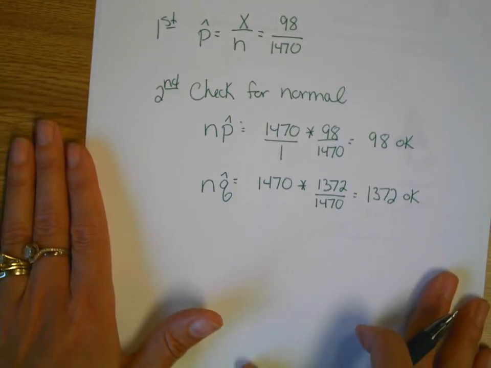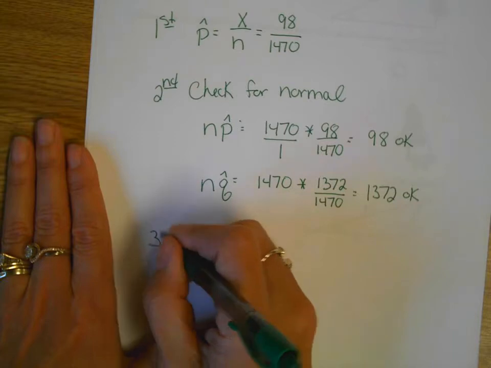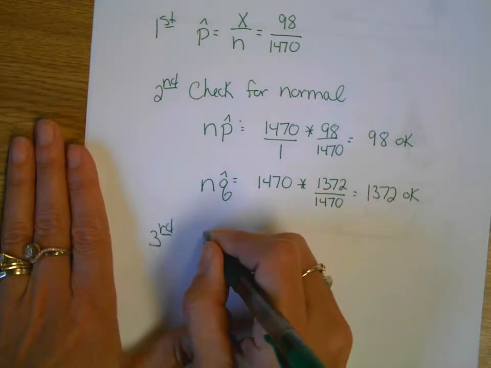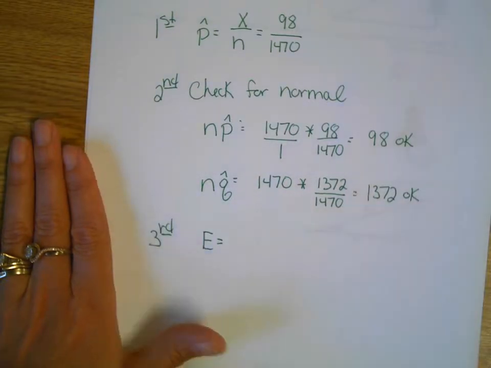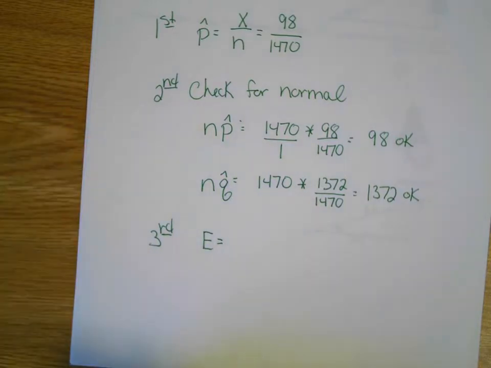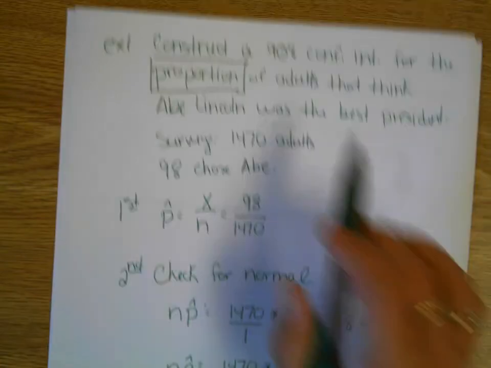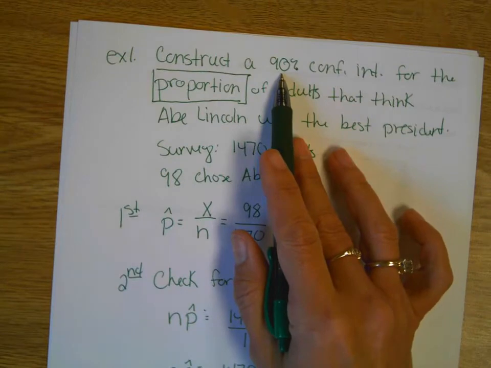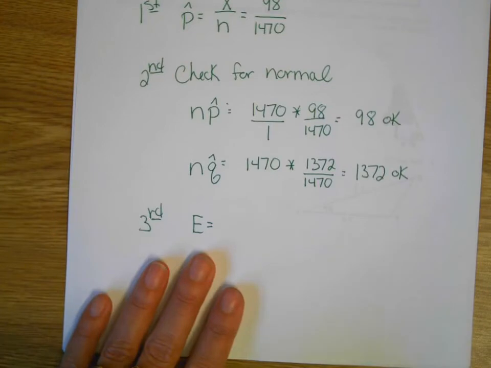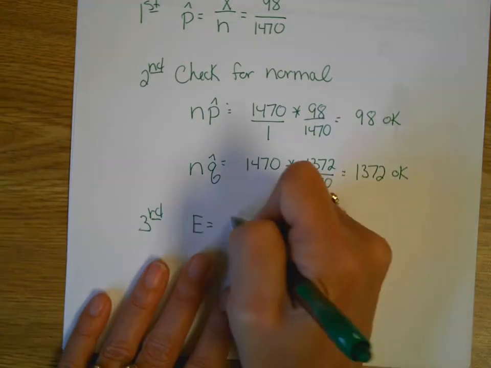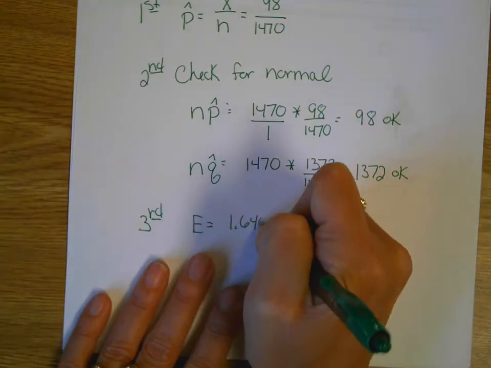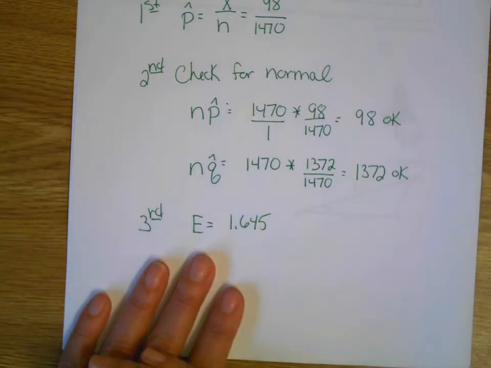Okay, so our third step, we're ready to calculate max error, big E. So, the formula says take the z-score for your confidence level. Do you have the z-score for 90% memorized? 1.645. And where are you getting that from? The table from the notes way back.